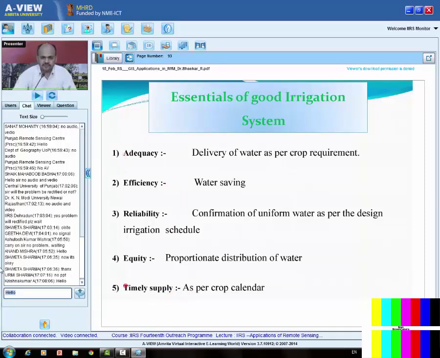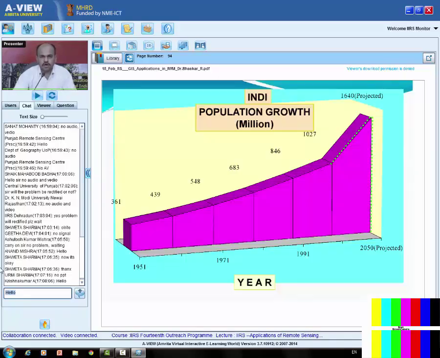But all these things we are discussing are qualitative terms. We have to convert these terms into quantifiable indices, so that if I am able to quantify them, I can tell whether my project is performing well or not.